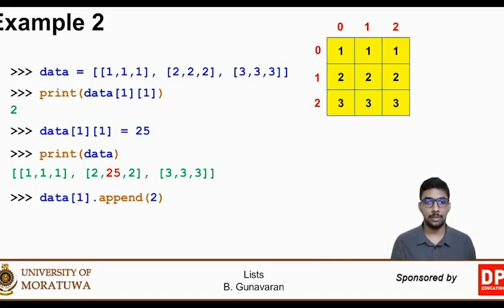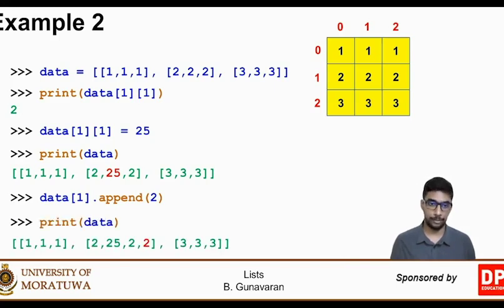We can also do other operations such as append. What does this line of code do? We are instructing the program to find the internal list at index 1 and append 2 to it. If we print the list again, you can see that the value 2 has been added to the internal list at index 1.